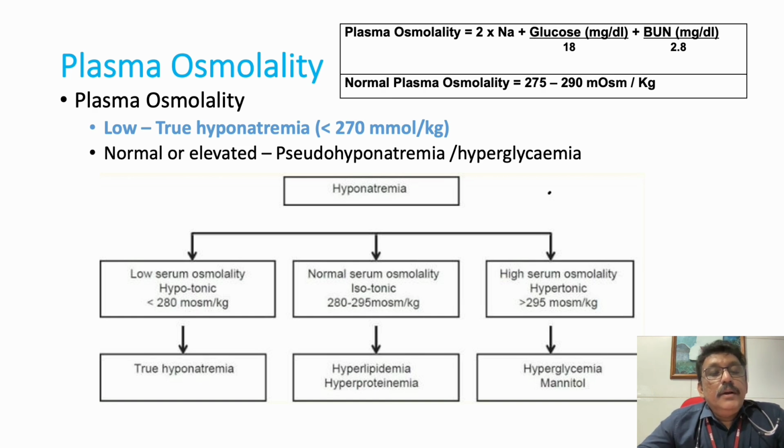So hyponatremia, basically they are divided into three important types. One is low serum osmolality, or actual hyponatremia, or true hyponatremia. Other one is normal serum osmolality, and high osmolality. That should not be treated with correction of sodium. So hyperlipidemia, hyperproteinemia, hyperglycemia, mannitol, all these things will produce pseudo hyponatremia. So first investigation in hyponatremia is plasma osmolality.